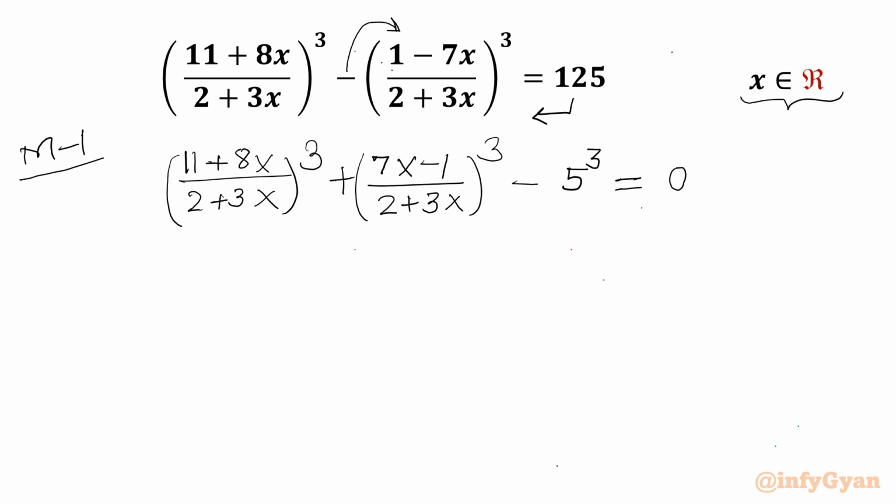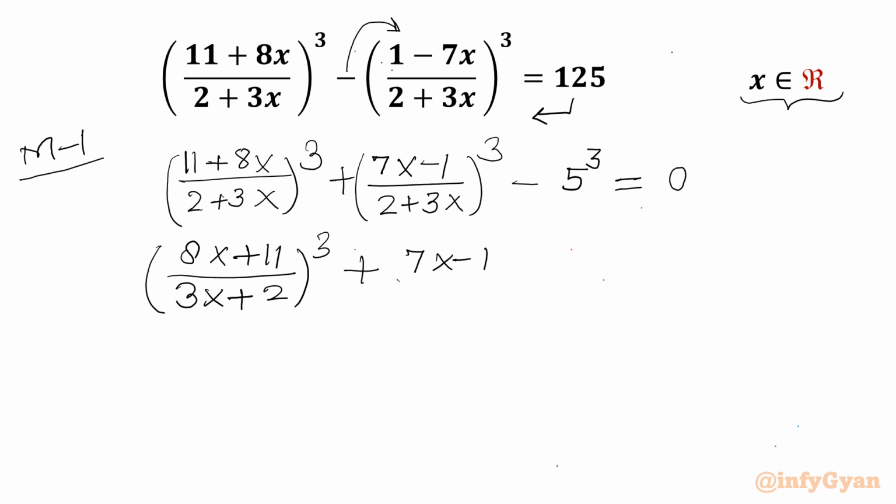Now I can write ((8x + 11)/(3x + 2)) whole cube plus ((7x - 1)/(3x + 2)) whole cube plus (-5) whole cube equal to 0.